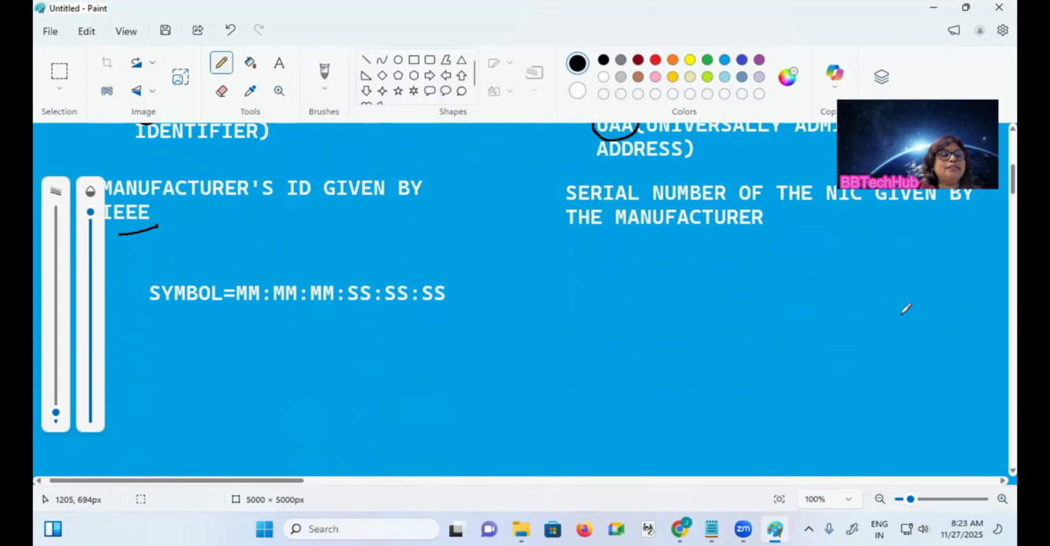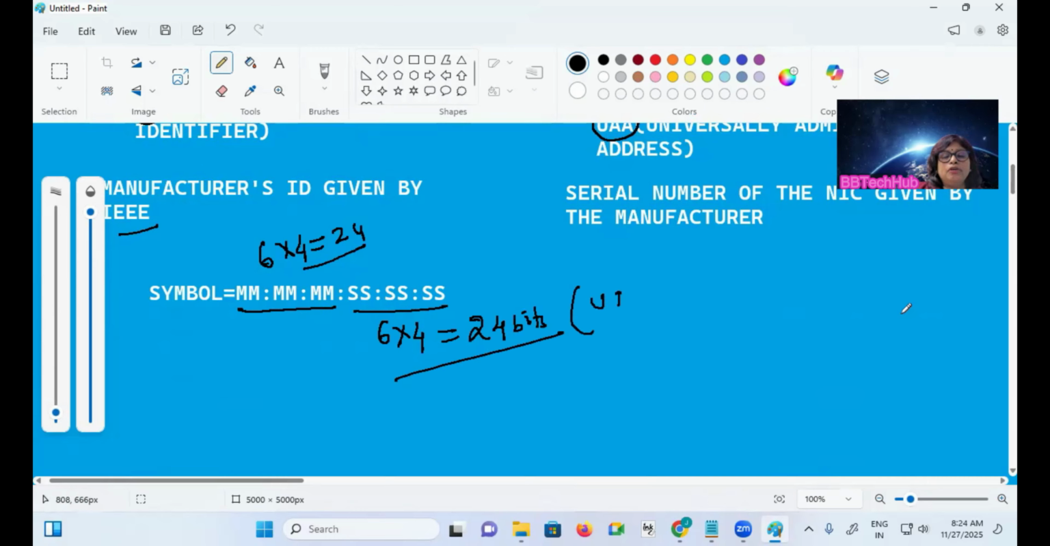And this is the reason there is a symbolic representation of the MAC address. You can see this is 6 hexadecimal digits. 1 hexadecimal digit is equal to 4 bits, that is 24 bits. This is the manufacturer's ID. And you see the next 6 digits, and of course every hexadecimal digit is 4 bits, so this is again 24 bits. We call this the UAA, and this 24 bits we call the OUI.